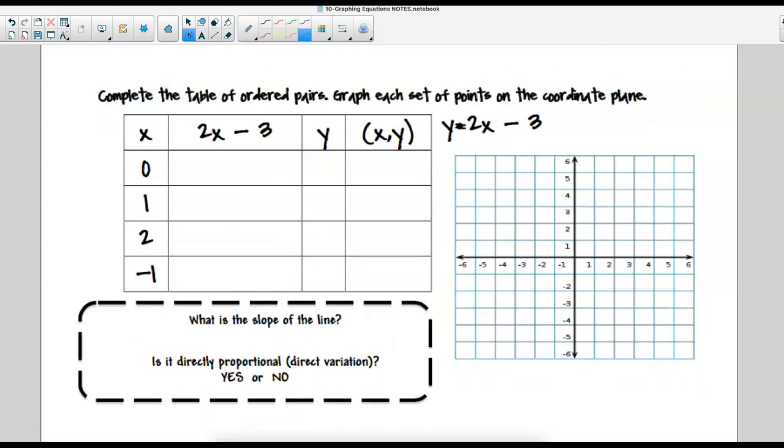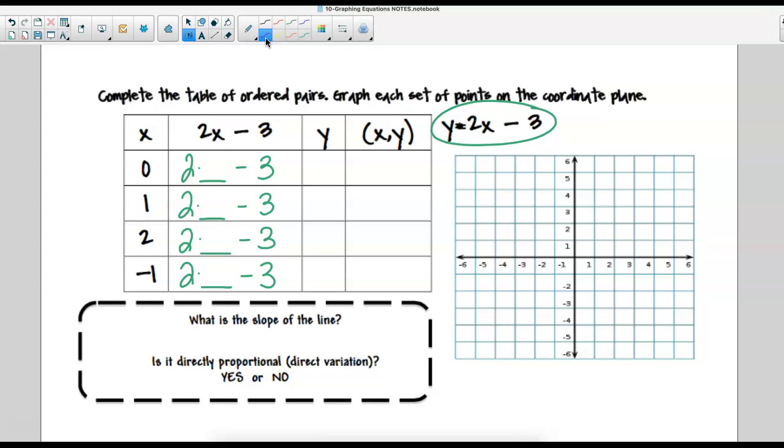Okay, this time the equation is y equals 2x minus 3. There's a little something extra on it. It's not just multiplying. So when I fill out this second column, I'm going to leave a blank where x is. I'm going to put 2 times blank minus 3 in each one. Now we need to fill in the blanks.